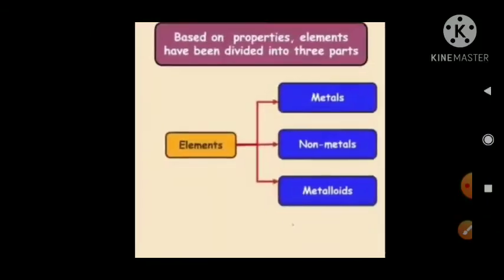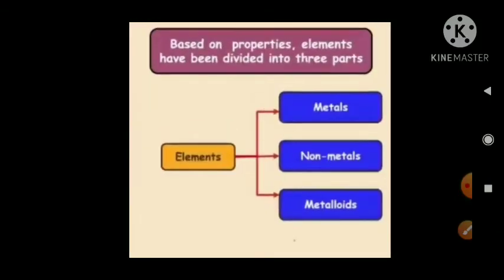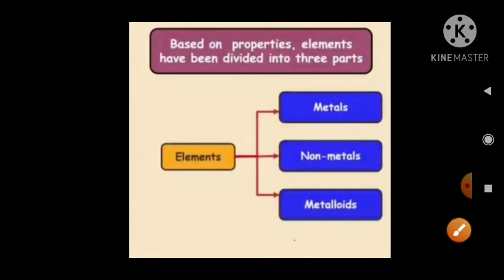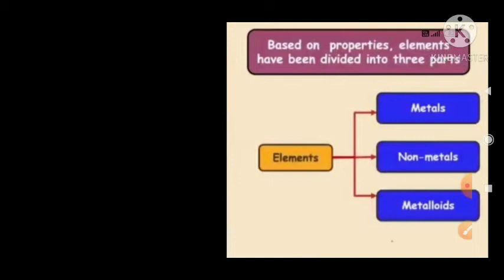Based on properties, based on similarities, elements have been divided into three types. The three types are metals, non-metals and metalloids. These are the three types of elements based on properties, similarities, differences, etc.